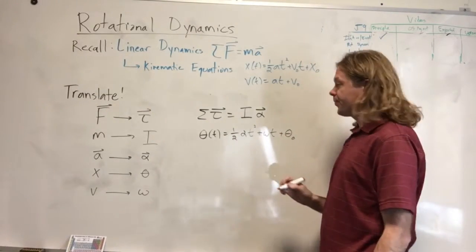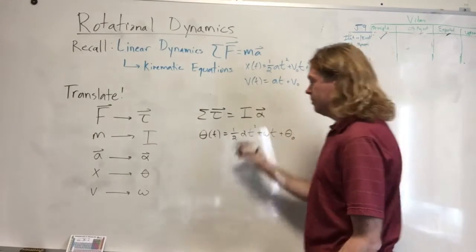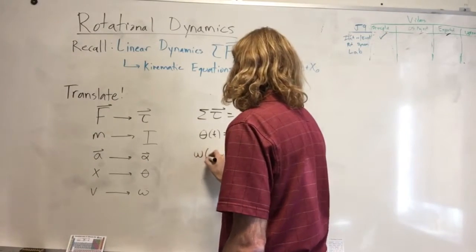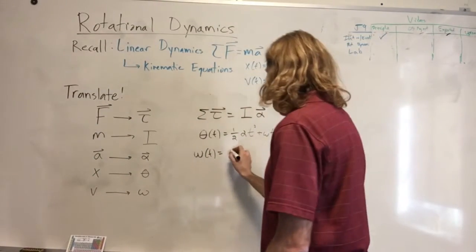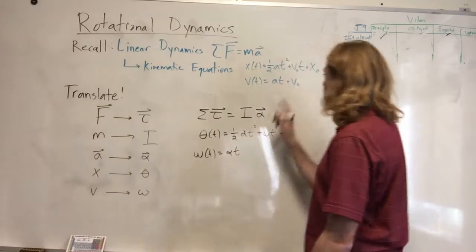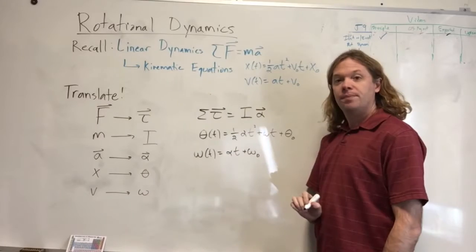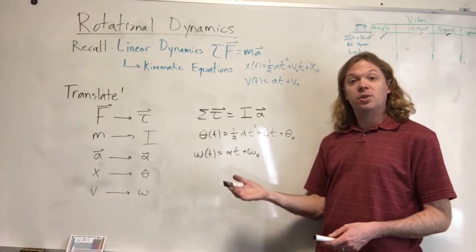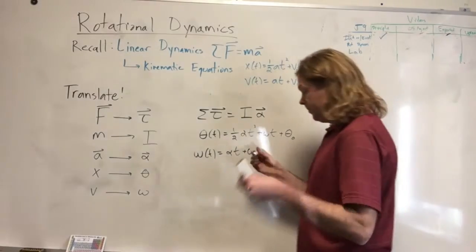plus theta naught. To do our velocity, we want v to become omega. At will be alpha times t, angular acceleration times t, plus omega naught, which is v naught. So this set of equations now is going to describe the rotational dynamics problem.